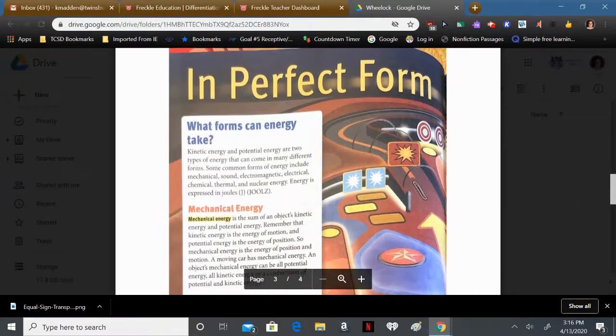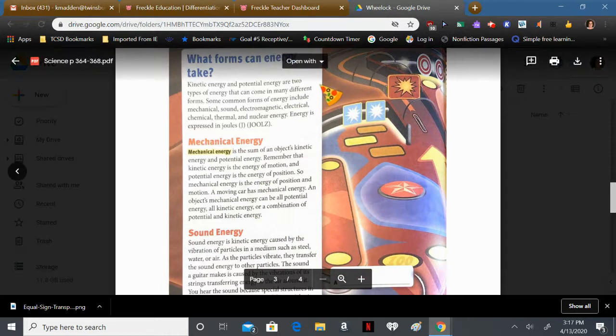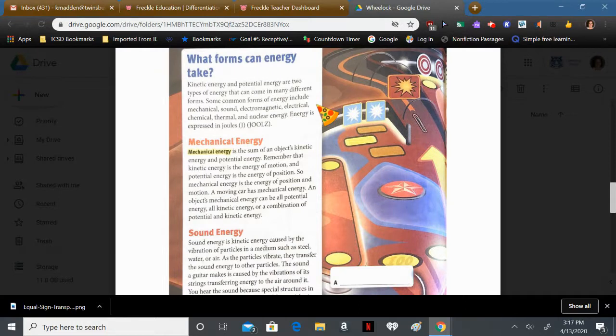In perfect form. What forms can energy take? Kinetic energy and potential energy are two types of energy that can come in many different forms. Some common forms of energy include mechanical, sound, electromagnetic, electrical, chemical, thermal, and nuclear energy. Energy is expressed in joules, which could be abbreviated as the letter J.